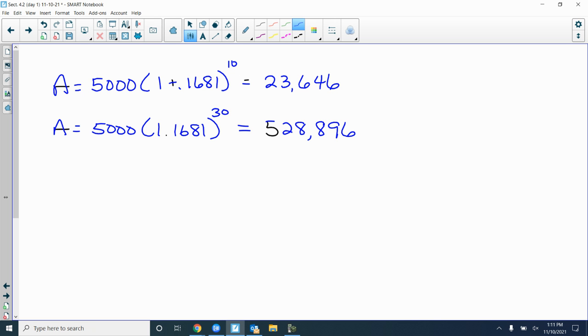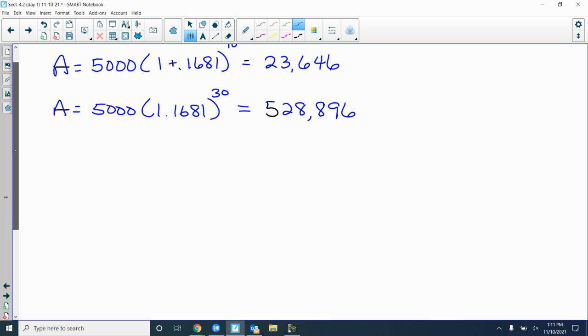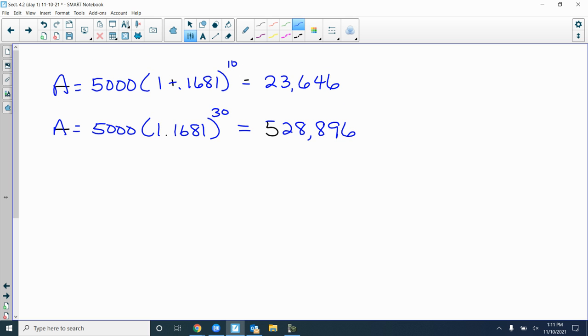And so the time is a big factor. The longer you can let it sit there, the greater chance you have of letting it accumulate. So that's why the earlier you can start, the better for anything with savings. All right, take a look at 107.